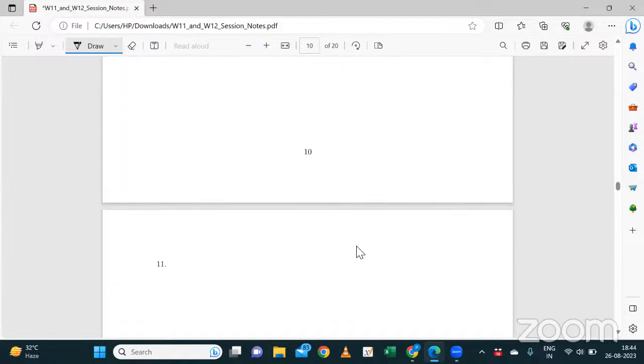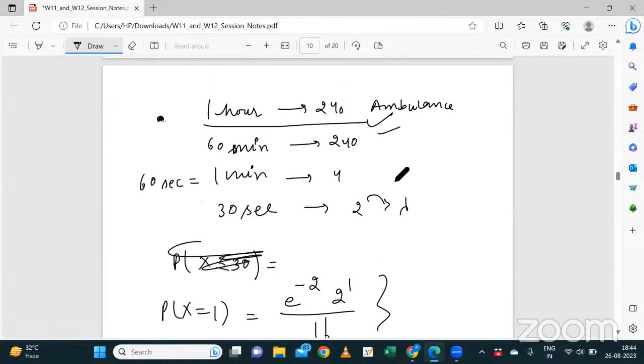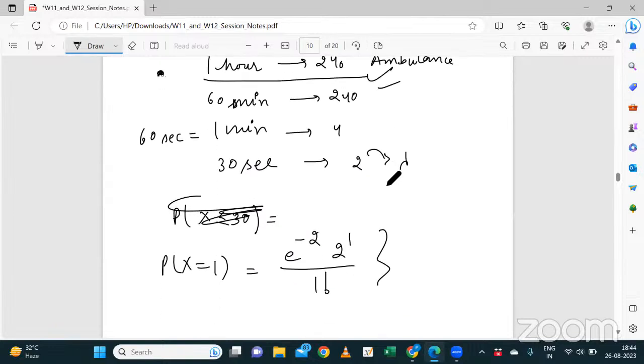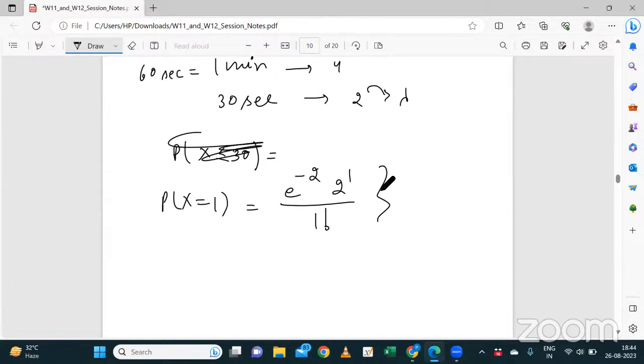Sir, how to find the value of e power minus 0.32? You can use the calculator, right? There will be a TCS scientific calculator. Don't worry, you can use the calculator.